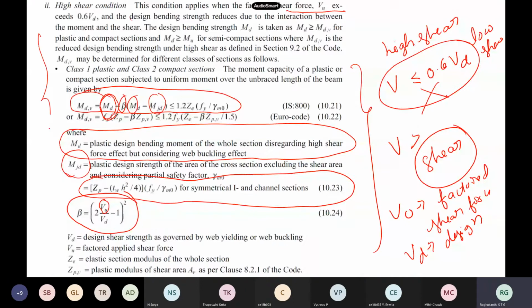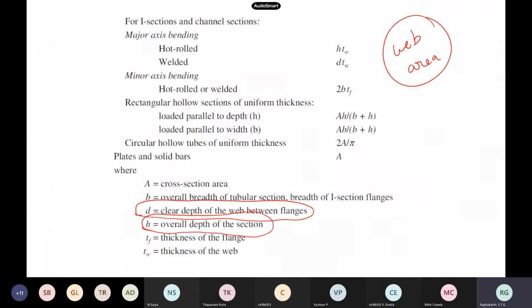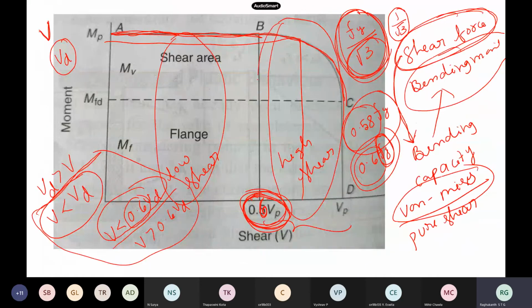Now when it is a high shear case, that is when the shear force in the beam is greater than 0.6 times VD. Of course it should be less than VD. Always this should be less than VD only, otherwise your beam will collapse. If it is more than 0.6 times VD, then we call it high shear. Here the bending capacity gets reduced. I showed you this expression, so you have to reduce your bending capacity.